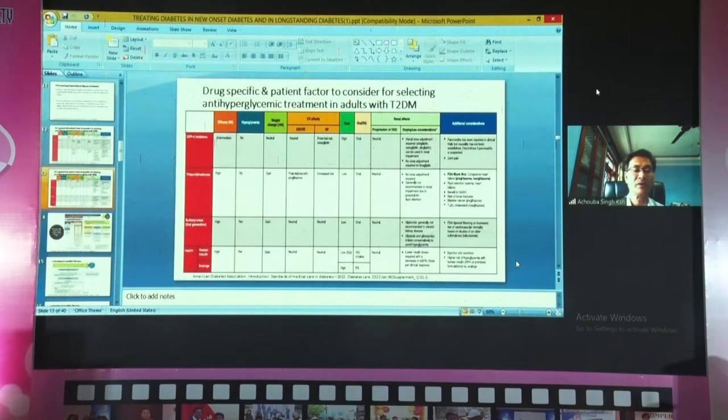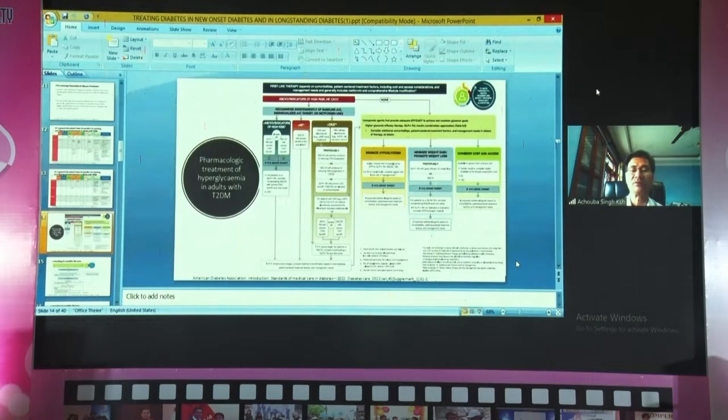If we use insulin, we have to be aware of injection site reactions. For example, with thiazolidinediones there is an FDA black box warning for congestive heart failure with pioglitazone and rosiglitazone. These are a few of the points I wanted to address.